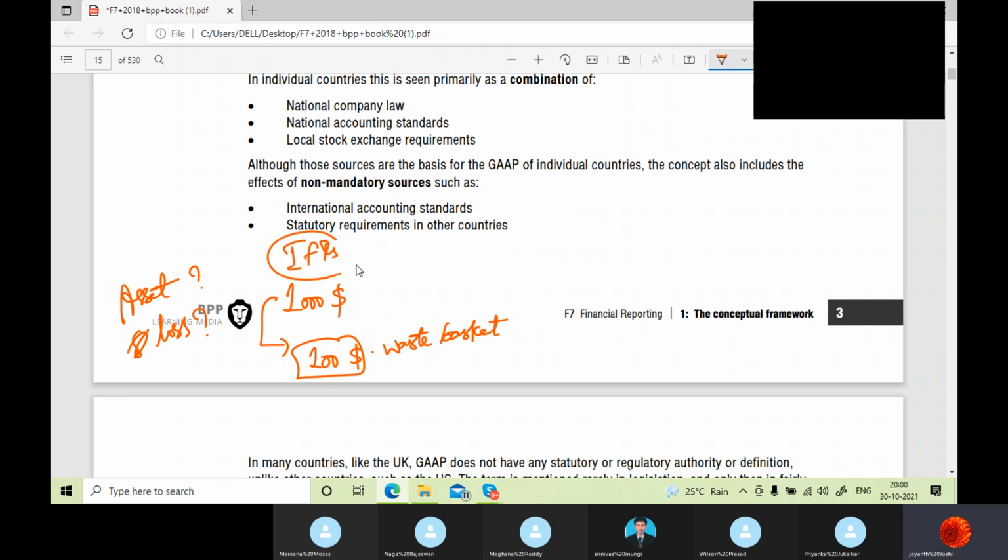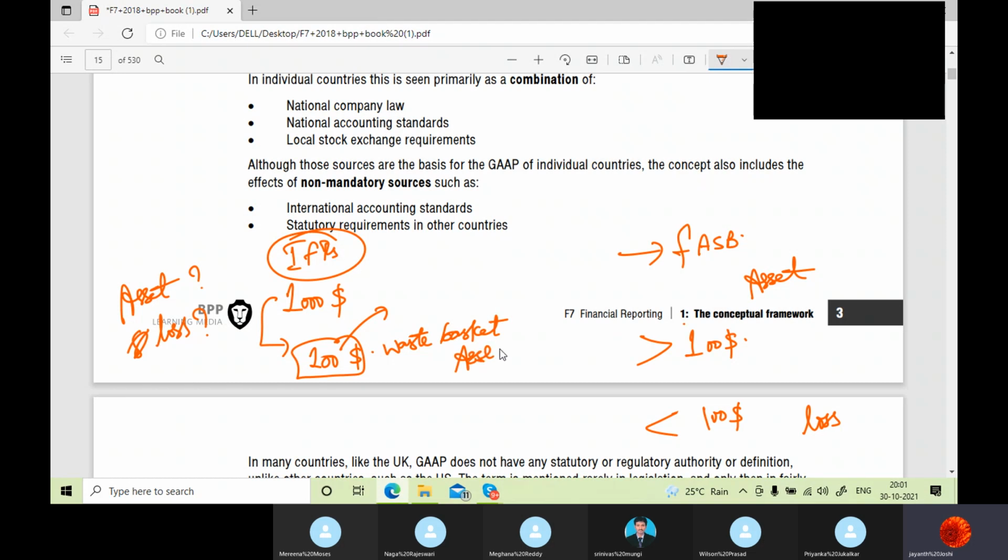IFRS, that is IASB standards, and FASB standards. What these guys do in rule-based system is, if that waste basket can fetch beyond $1,000, they will say it is an asset. And below $100, if they fetch that value for this waste basket, they'll say it is a loss. In IFRS, they would see whether they are able to sell it in the market for $100. That means if they expect economic benefits in the future, they'll show it as an asset. If they don't expect economic benefits in the future, they may show it as a loss. So here there is no specific rule. They can see in the market whether they are getting a good amount for this or not.